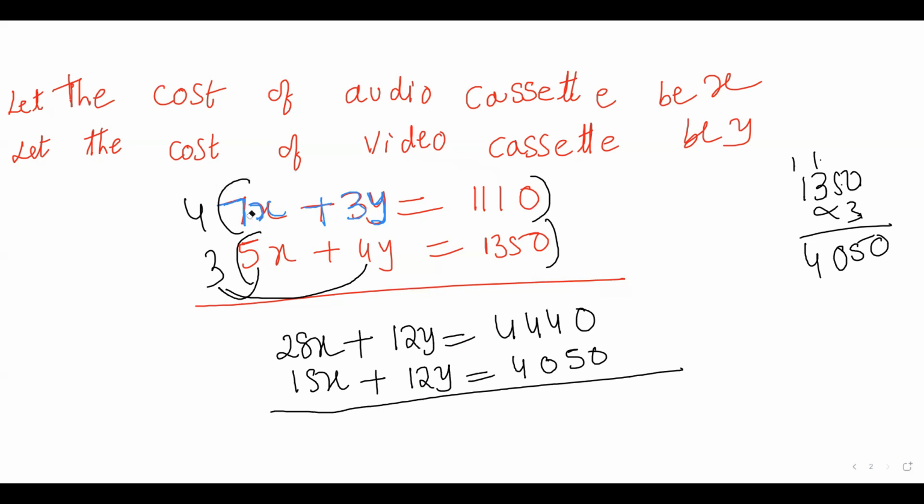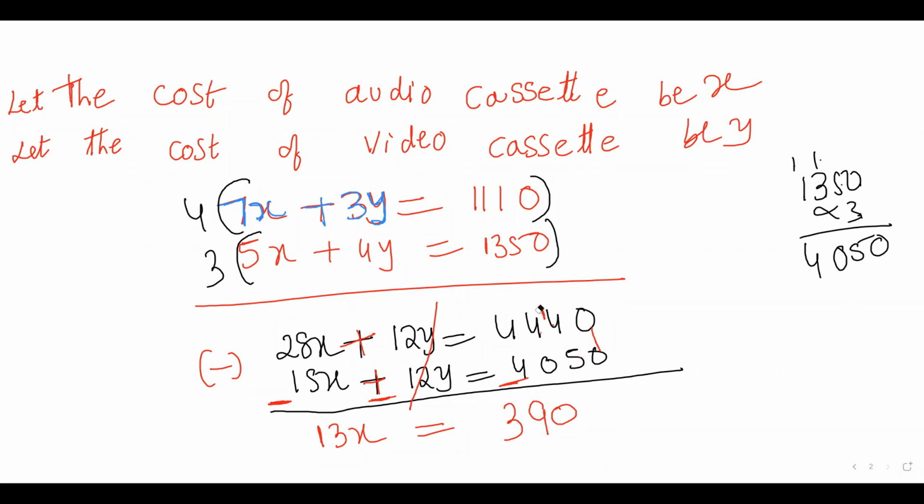Now let us subtract. These two signs are positive, and these two are positive, so I would like to subtract. When I subtract, the signs will change. This will become minus, minus, minus. These two will get cancelled. 28 minus 15 is 13x. 0 minus 0 is 0. 14 minus 5 is 9. Here 3 will remain.